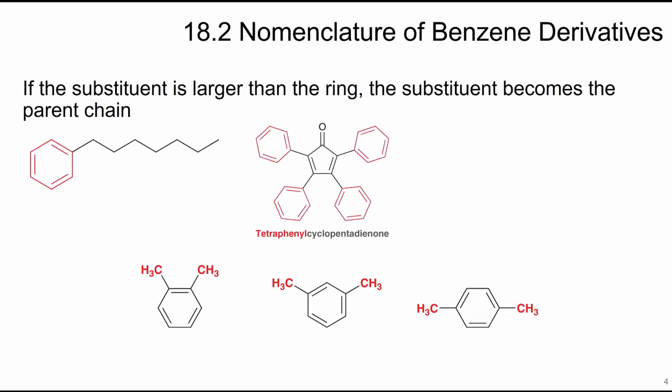If the substituent is larger than the ring, the substituent becomes the parent chain. Just like in this example, the ring is smaller than the longest carbon chain. This was treated as a cyclopropyl group. Here we have a chain of 7 carbons. This group here, if benzene is coming off of something, is a phenyl. So this would be 1-phenylheptane.